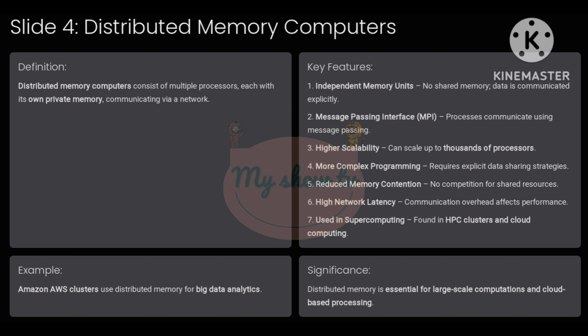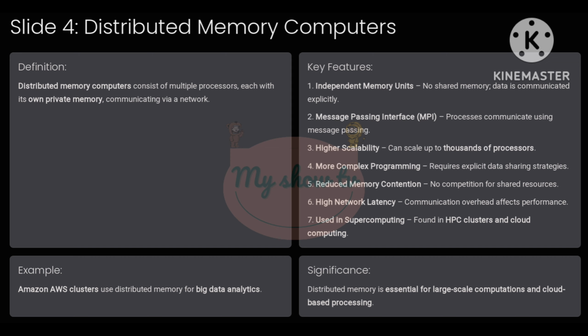Slide 5. Shared memory versus distributed memory systems. Understanding the differences between shared memory and distributed memory systems is essential for choosing the right architecture in high-performance computing (HPC). Let's break down the key differences. Explanation of key differences. 1. Memory model. In shared memory systems, all processors access the same memory pool, making data exchange simple and fast. In distributed memory systems, each processor has its own local memory, and data exchange happens explicitly via communication protocols.